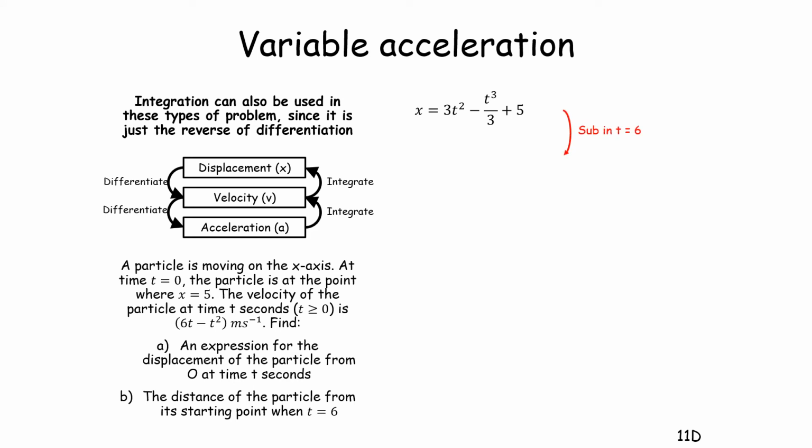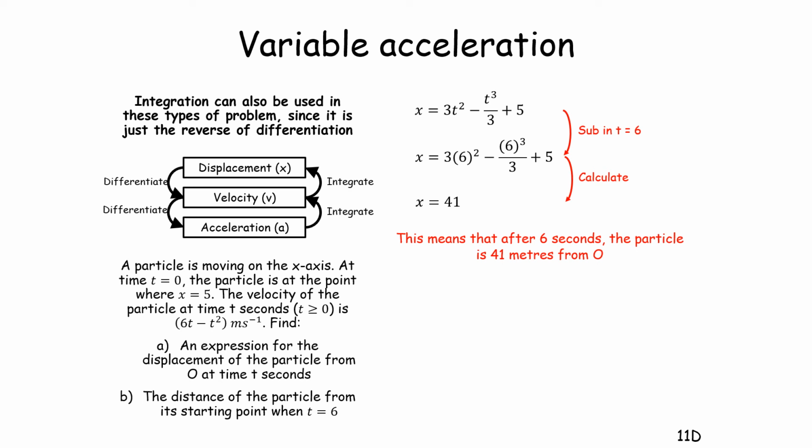So to find the distance traveled by the particle at the time when t is equal to 6, we can replace t with 6 into x. We'll calculate, and it gives us x equal to 41. So this means that after 6 seconds, the particle is 41 meters from O. Note that it started 5 meters from O, so therefore it is 36 meters from the starting point.